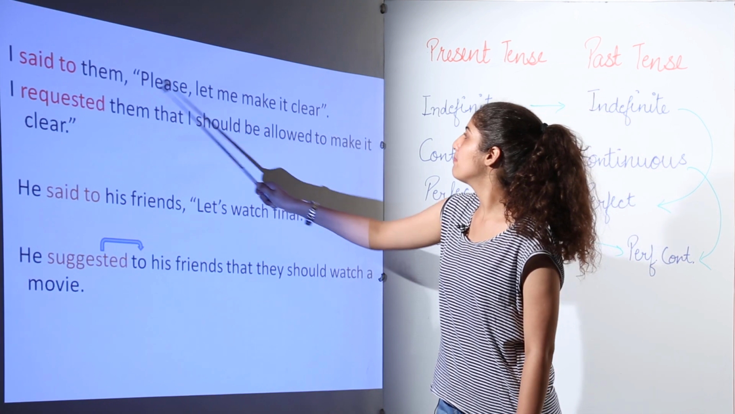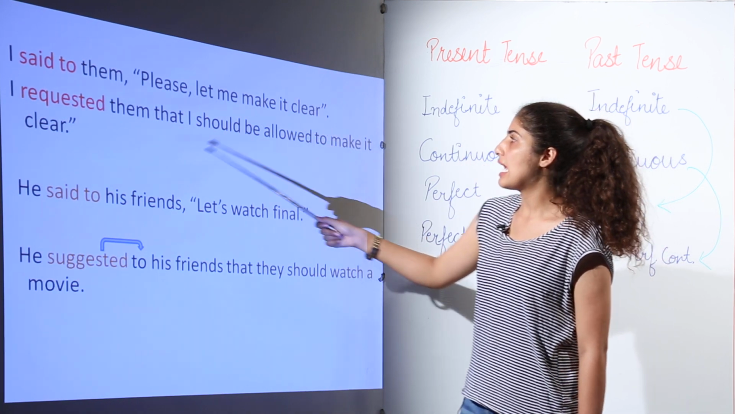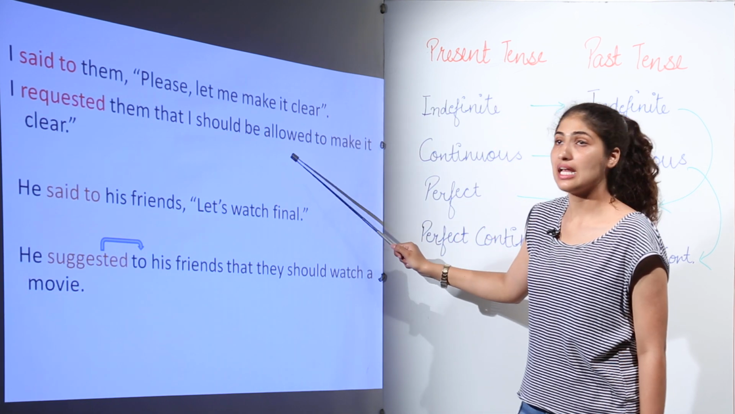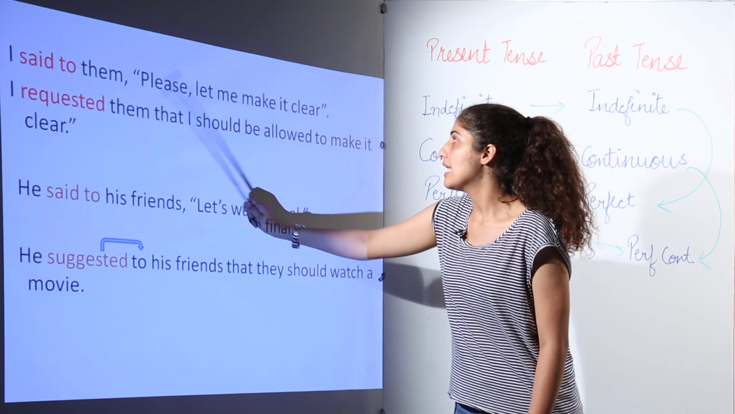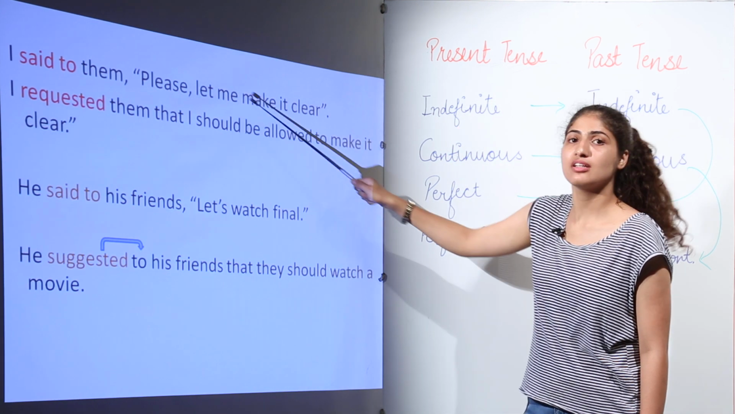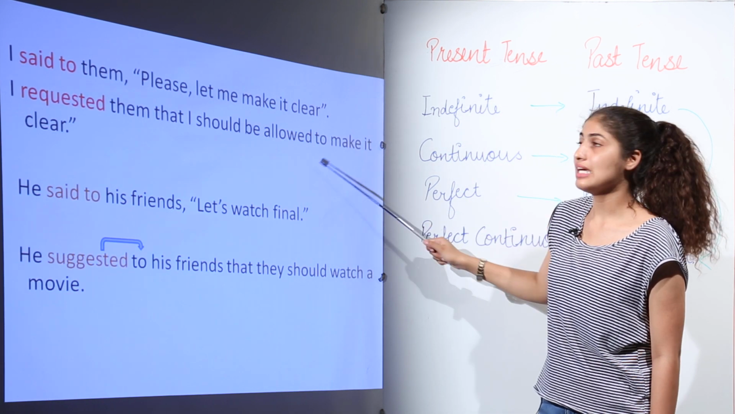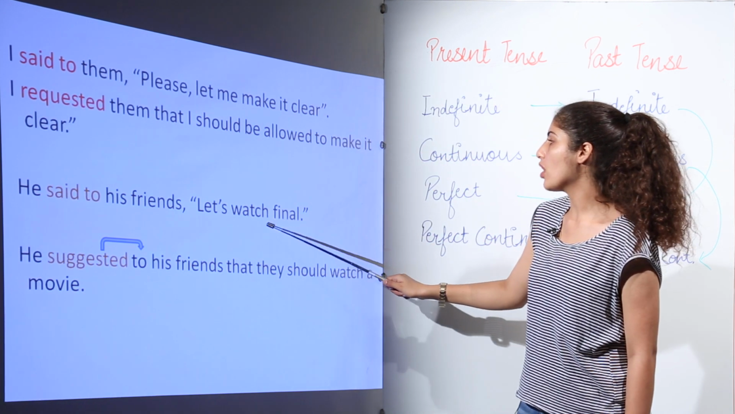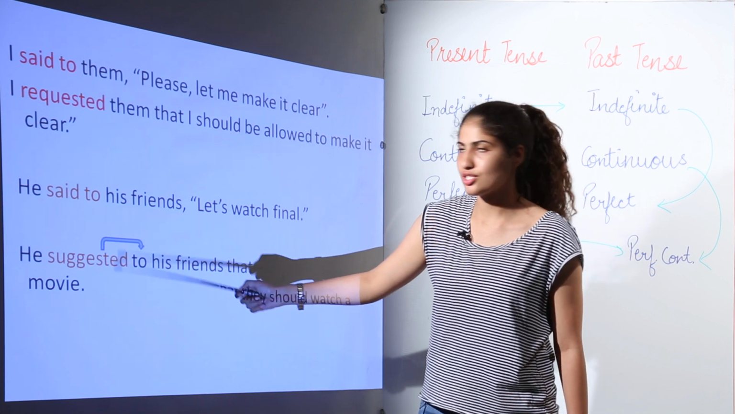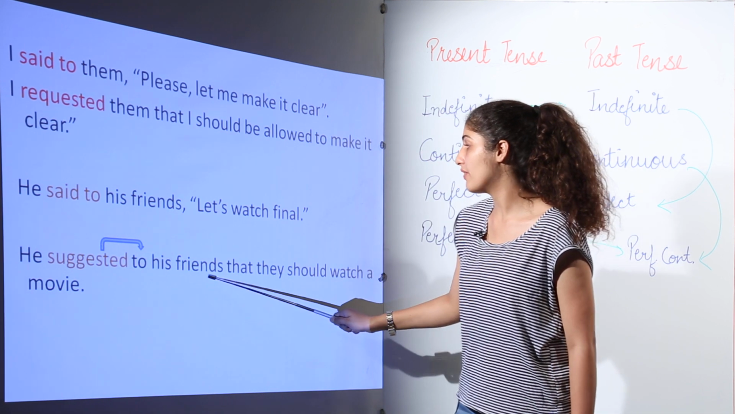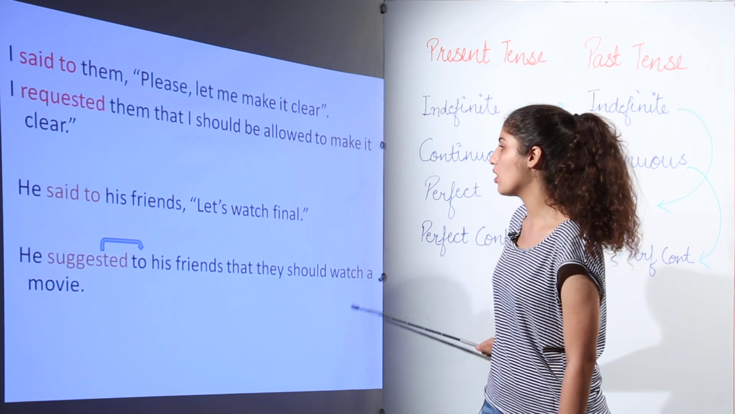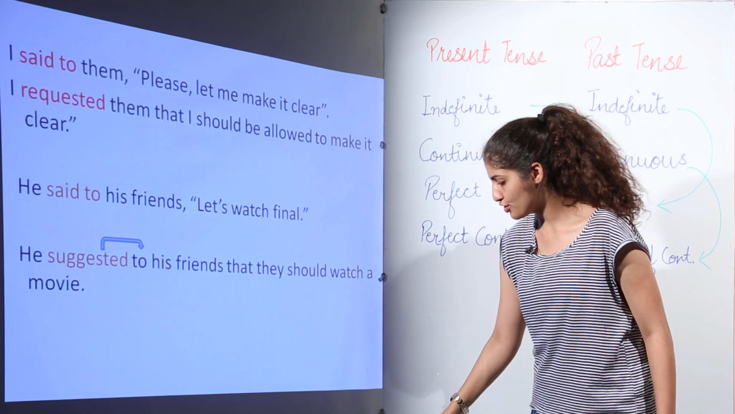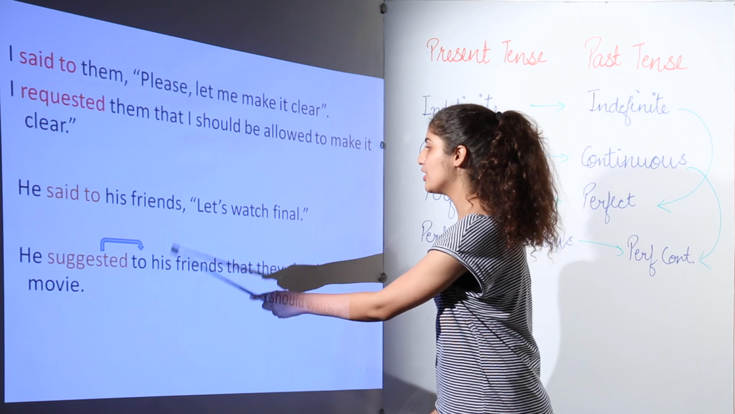I said to him, "Please let me make it clear." Now I am basically requesting, so I requested them that I should be allowed to make it clear. I am taking a permission, so I should be allowed to make it clear. He said to his friends, "Let's watch a movie." Now this is a suggestion, so he suggested to his friends that they should watch a movie. The verb suggested takes the preposition to with it, so he suggested to his friends.